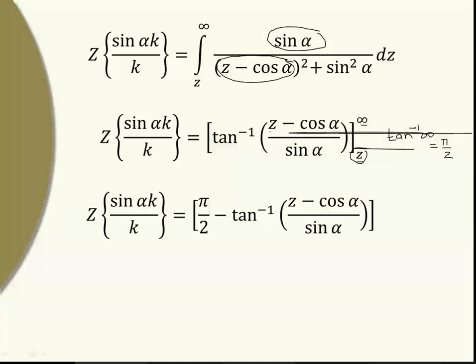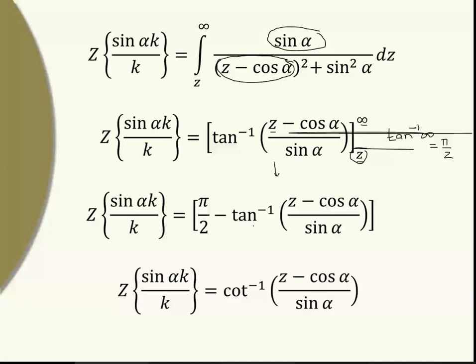So the answer is z transform of sin(alpha k)/k is pi/2 minus tan inverse of (z minus cos alpha)/sin alpha. Okay. If you want to, you can further simplify it. Pi/2 minus tan inverse is cot inverse. So if you want, you can simplify it. Otherwise, this answer is correct.